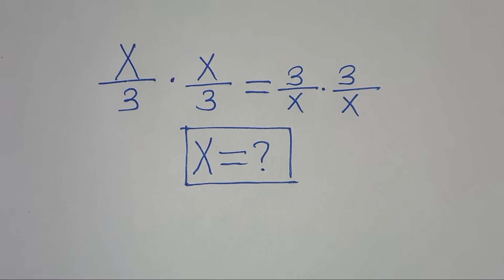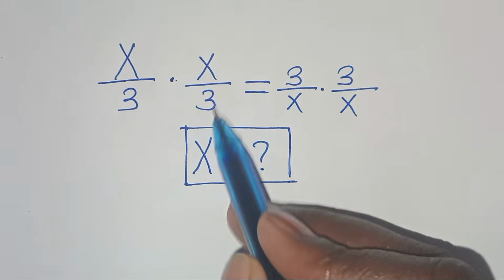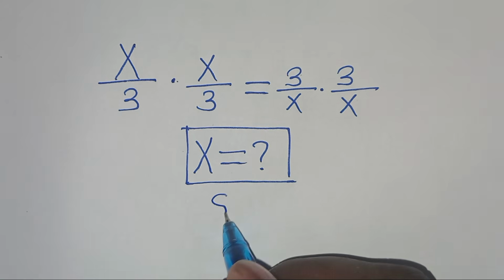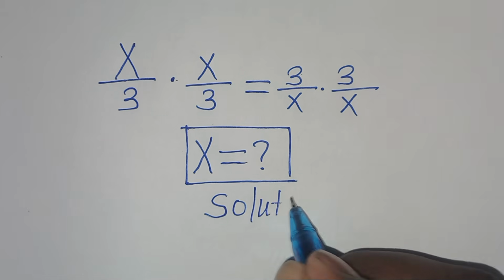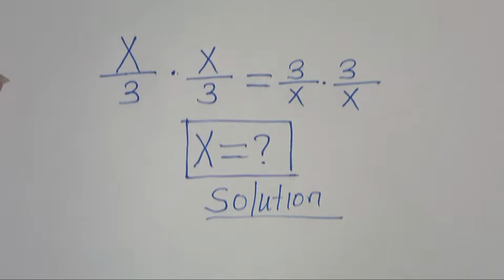You're welcome to solve this nice algebra problem, which is x over 3 times x over 3. This is equal to 3 over x times 3 over x. So let's provide a solution from here. Let's solve for all the values of x.